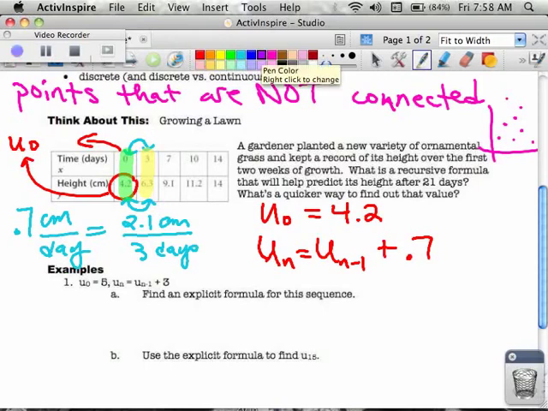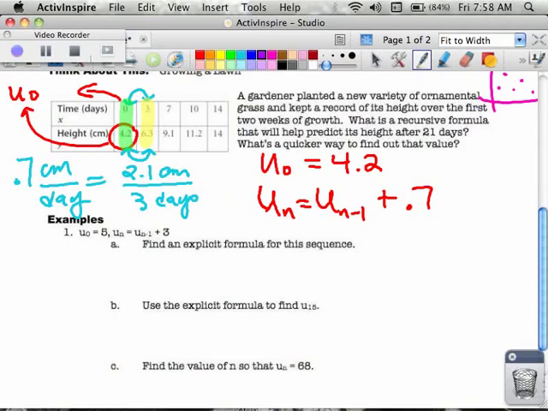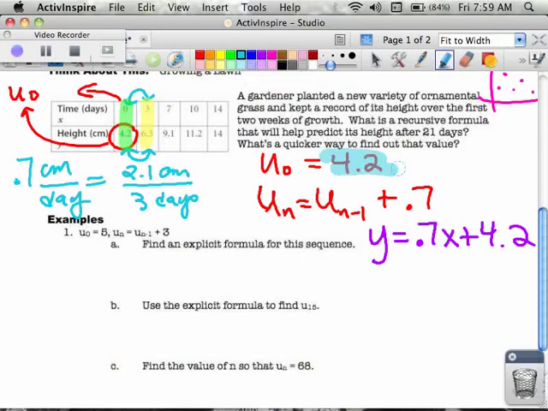And if I'm looking at y equals, instead of writing it the way that you see in red, what I could have done is this. y equals 0.7x plus 4.2. Notice that my starting value is the same as my y-intercept. And also notice that my increase is the same as my slope.